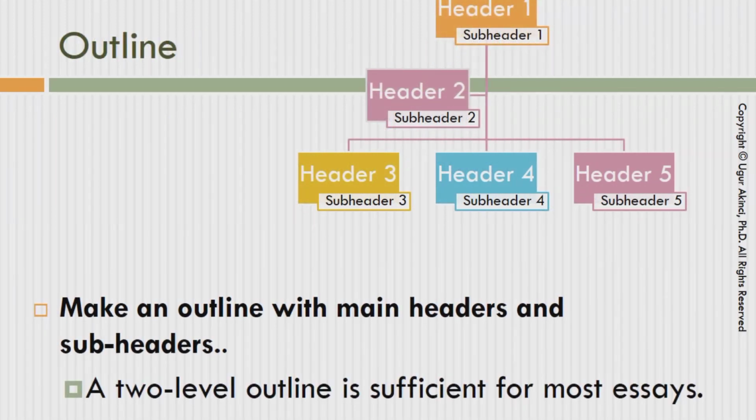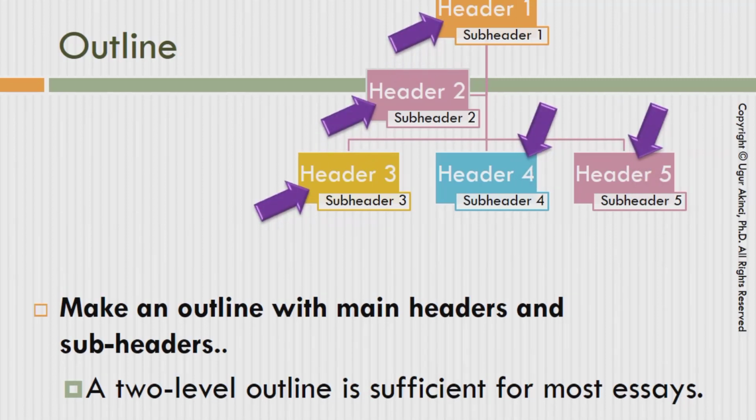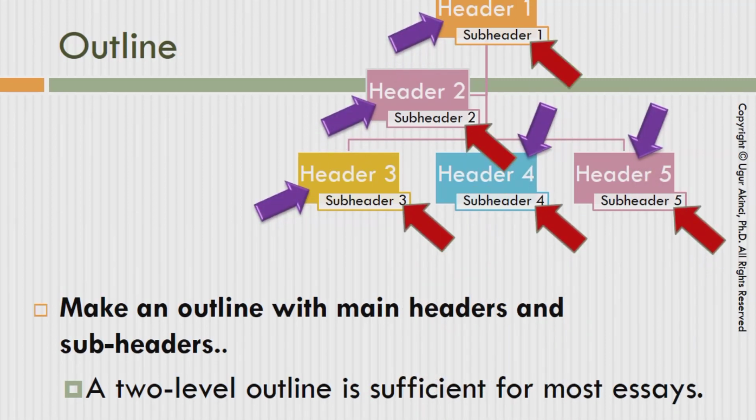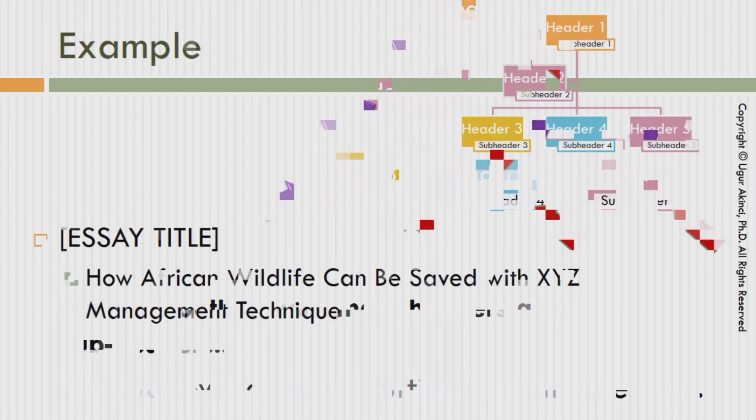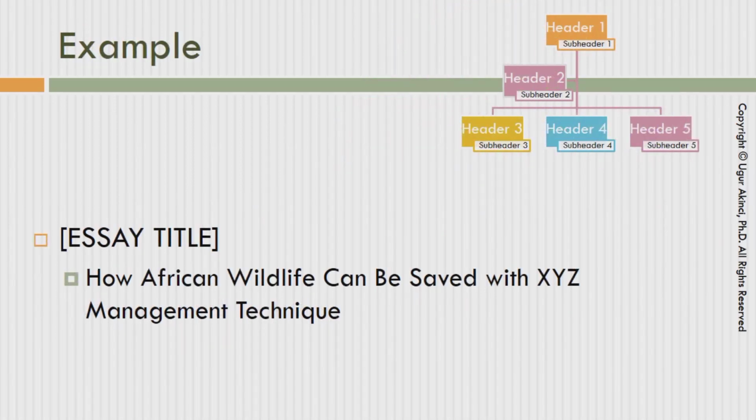Prepare an outline with main headers and subheaders. A 2-level outline consisting of one header followed by a subheader is sufficient for most essays. All essays, of course, must have a title. For example, how African wildlife can be saved with XYZ management technique.